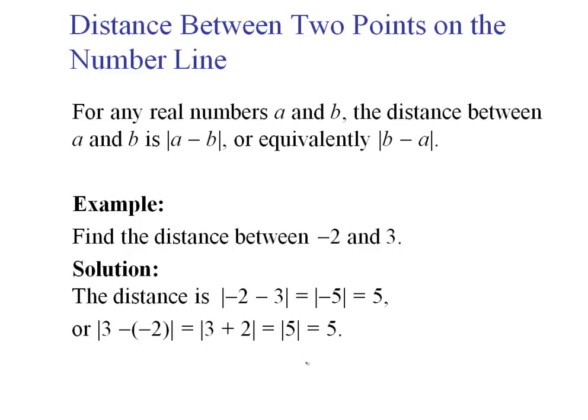So absolute value is really a distance on the number line. It's the distance from 0, and to find the distance between 2 points, you're just taking the difference between those two numbers and then taking the absolute value of it. So just pick it either direction, doesn't matter, a minus b, b minus a, either way, and then take the positive. That's it.